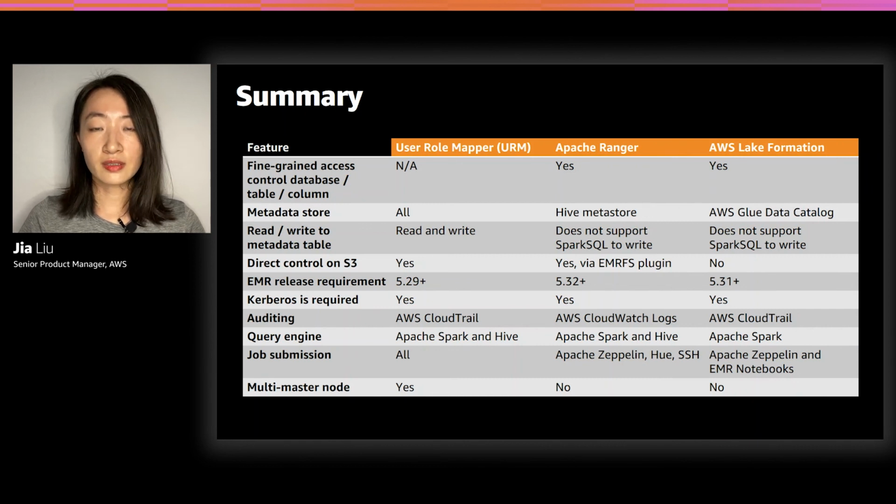Currently, there are some differences in the query engines we support across the three options. URM and Apache Ranger support both Apache Spark and Hive, while Lake Formation only supports Spark. And URM does not care how you submit your jobs. Ranger only allows Apache Zeppelin, Hue, and SSH, while Lake Formation supports Apache Zeppelin and EMR notebooks only. And lastly, only URM supports multi-master node, while the other two fine-grained access control options do not.